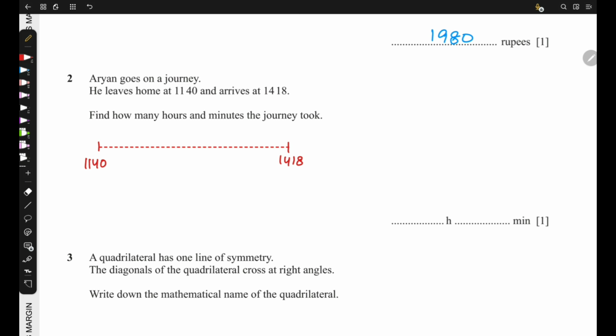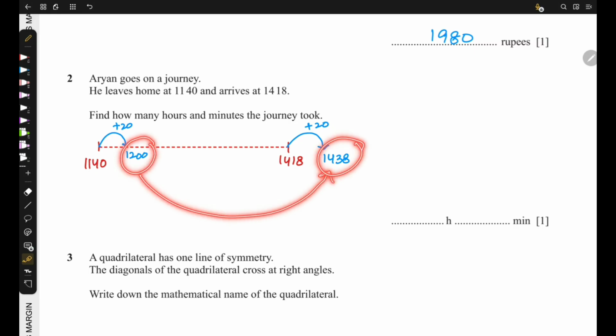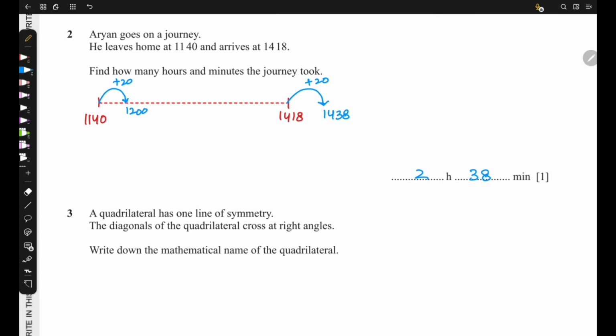To make it easy, start with the whole hours. If we add 20 over here, we will get 12 o'clock, right? So you have to add 20 over here as well. So this will become 14:38. Now you can see how much time it took from 12 o'clock to 14:38. So the answer is 2 hours and 38 minutes.